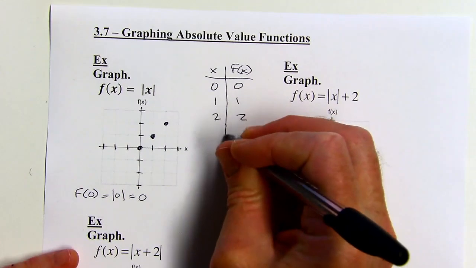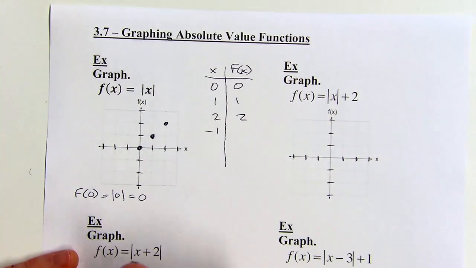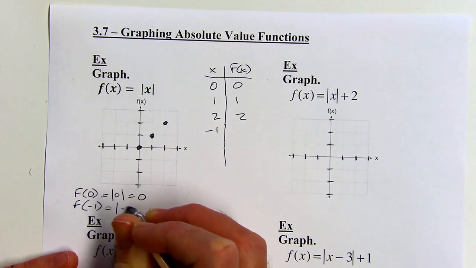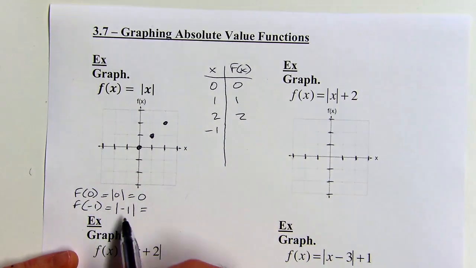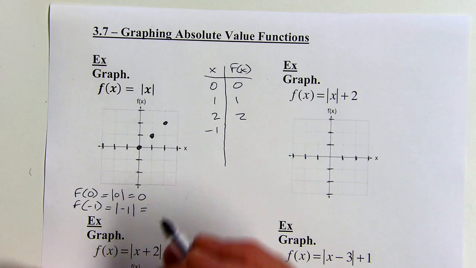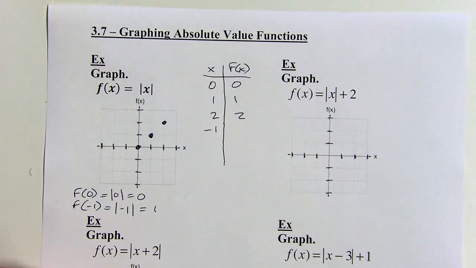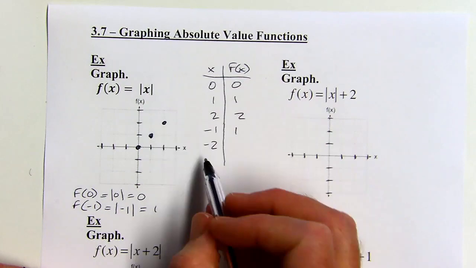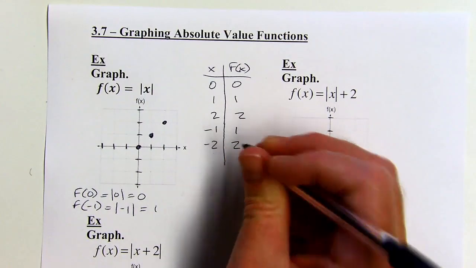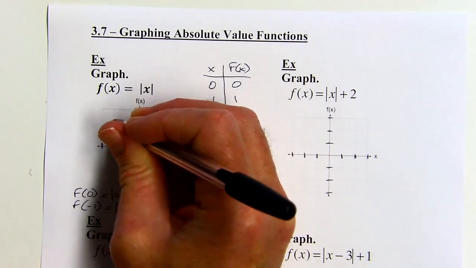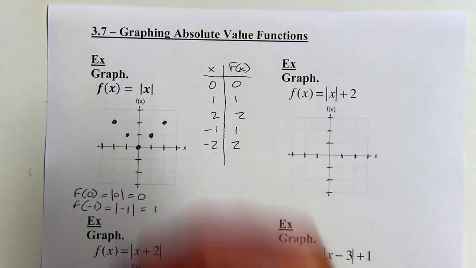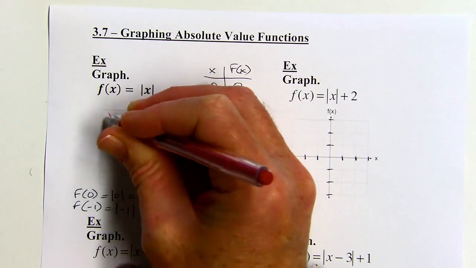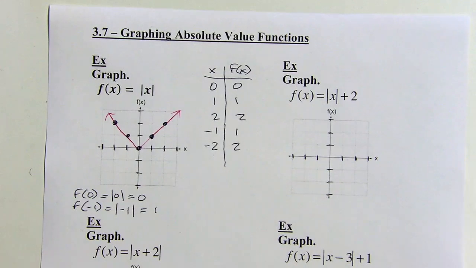Let's see what is going to happen when we plug in some negative values. Okay, so I'll do this one down here. F of negative 1, that means the absolute value of negative 1. So how far away from 0 on the number line is negative 1? Well, that's 1 unit away, right? Because those distances are always positive. So the absolute value of negative 1 is 1. The absolute value of negative 2 would be 2. So then I've got points going like this, and I'm actually going to end up with a V shape for absolute value functions. Something like this, okay?